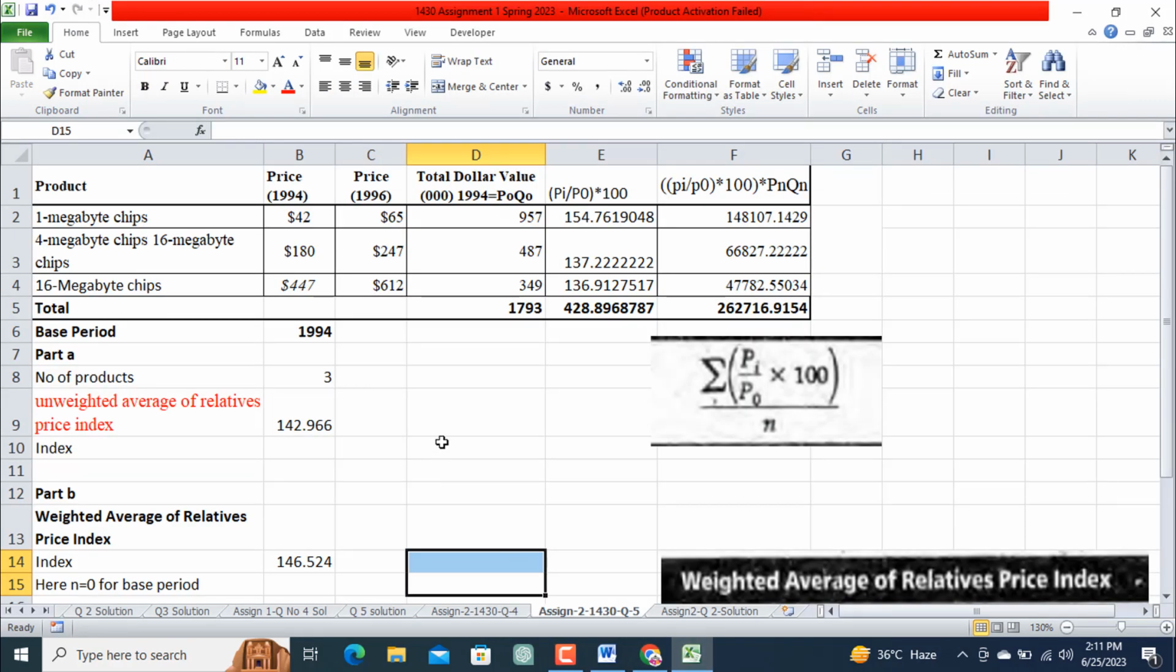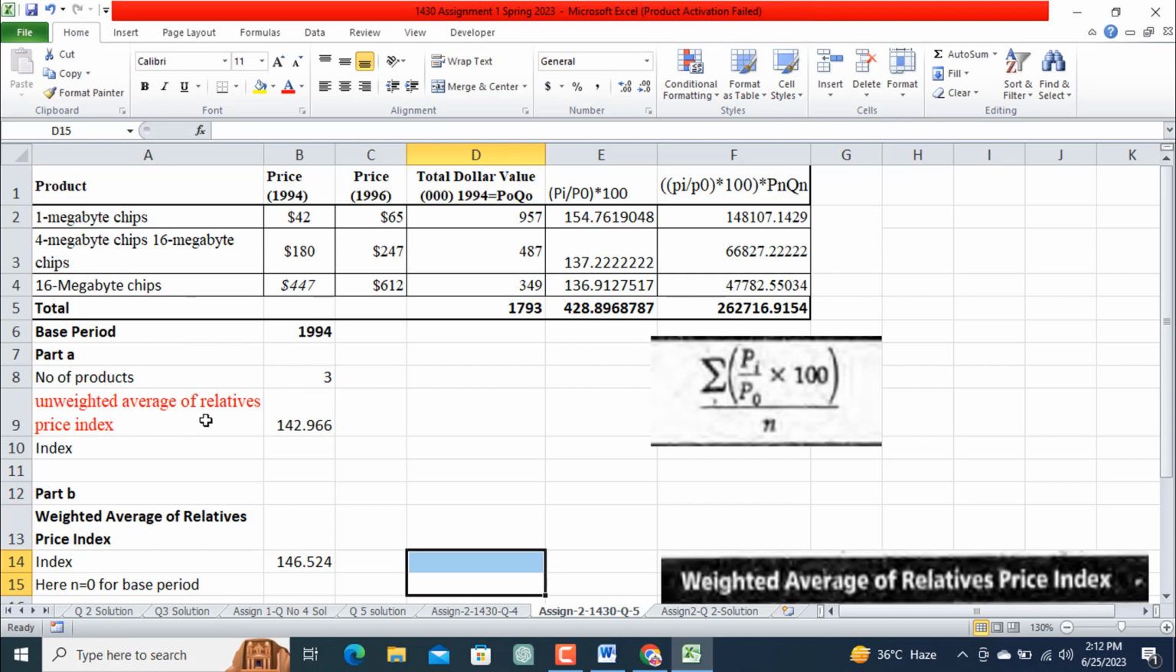This is the solution. Here is the data from column A to column D as it is taken from the question. So column E and F are related to our calculations. The base period or base year is 1994. Part A: the number of products is 3.